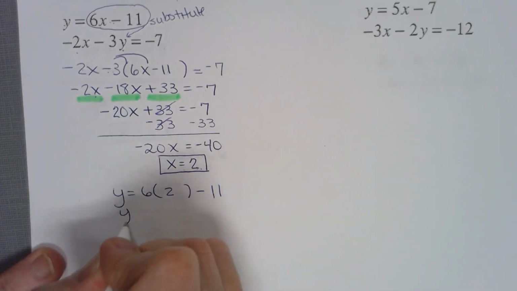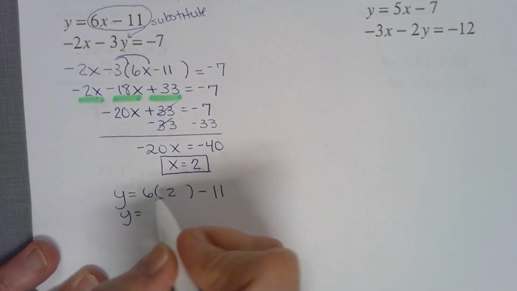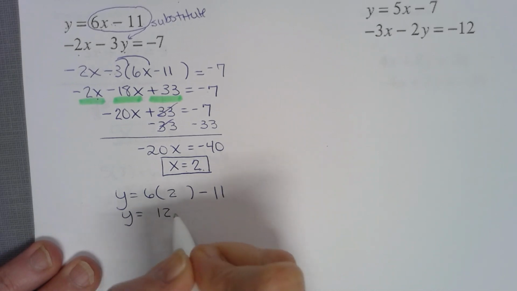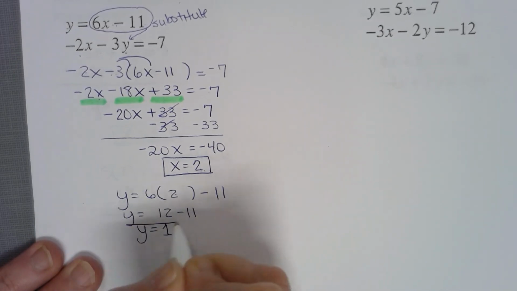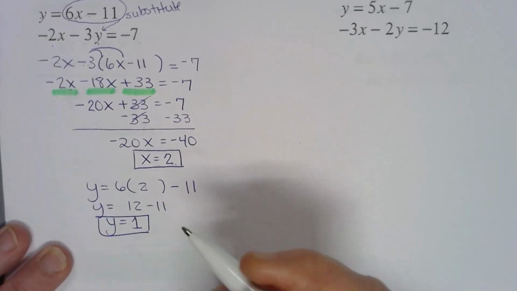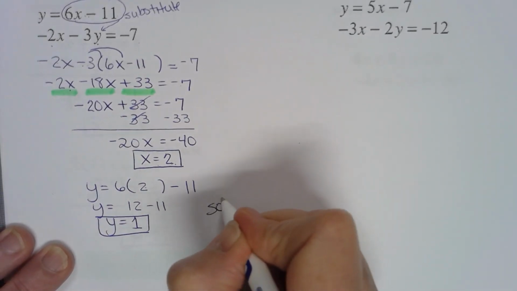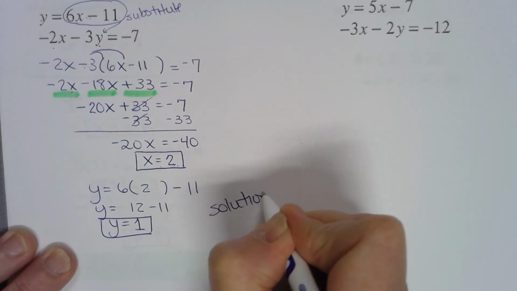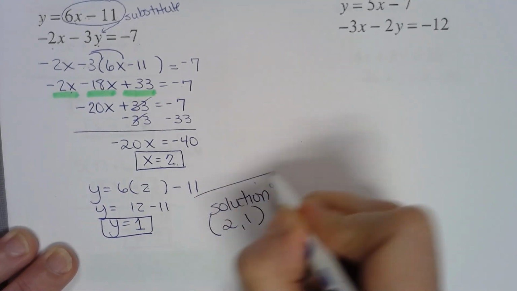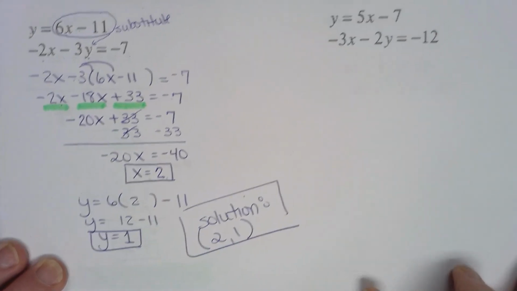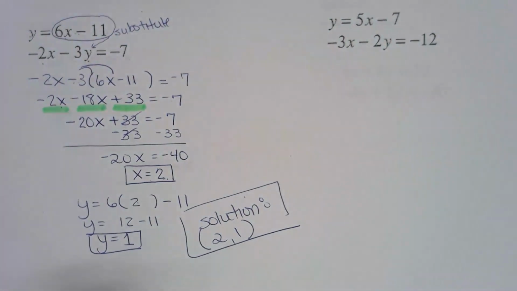And now it's just a matter of simplifying the right-hand side. So 6 times 2 is 12, and 12 minus 11 is 1. And so now the solution can be written as an ordered pair, 2, 1. All right, and now you're going to do the right-hand side just like we did the left-hand side.